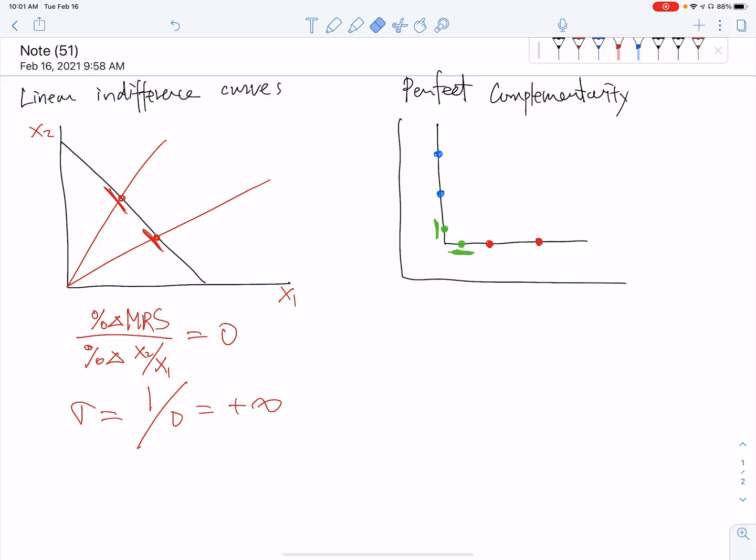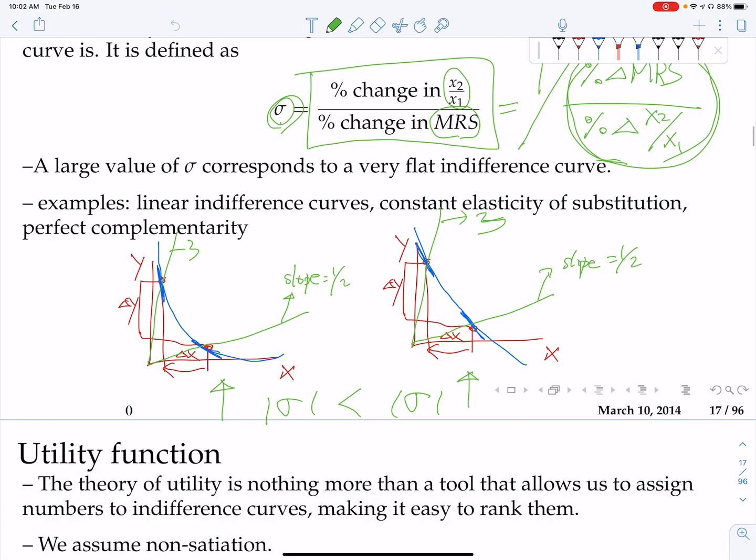So in other words, the percent change in the MRS against the percent change in the composition of x2 over x1, that's going to be infinity, right? So that means the elasticity is actually going to be 0. So that's the perfect complementarity case. We talked about the linear indifference curve and the perfect complementarity case, and now constant elasticity of substitution. So what does it mean?